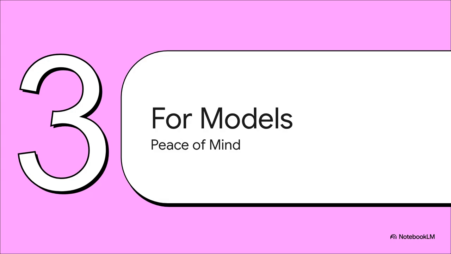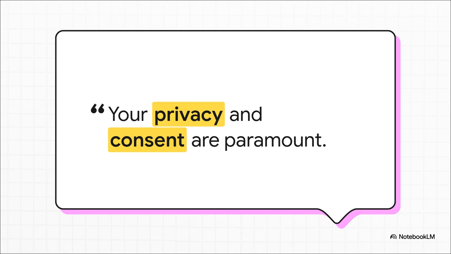Okay, but a system like this has to work for everyone. So let's flip the script and look at this from the other side of the camera. For models, this is all about one thing: peace of mind. And this right here is the golden rule. Your privacy and consent are paramount. In today's digital world, that is everything. A secure system has to give you, the model, total clarity and control over how your image is used. Your consent has to be the #1 priority, period.